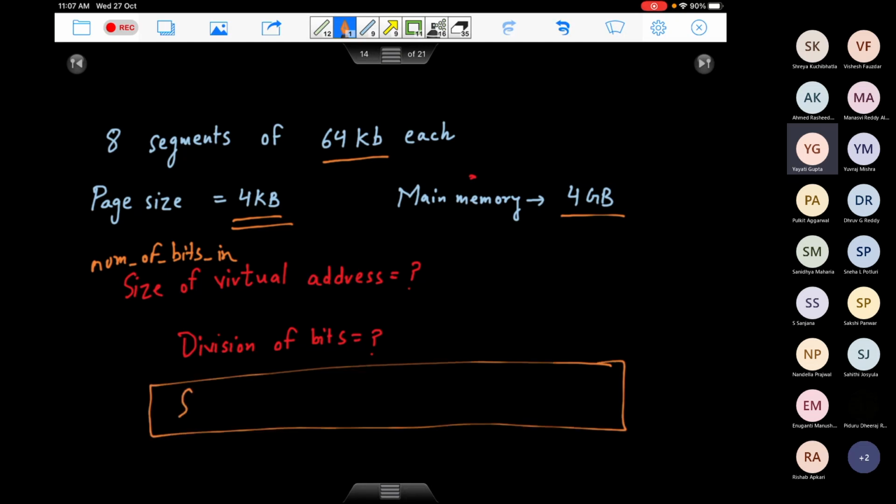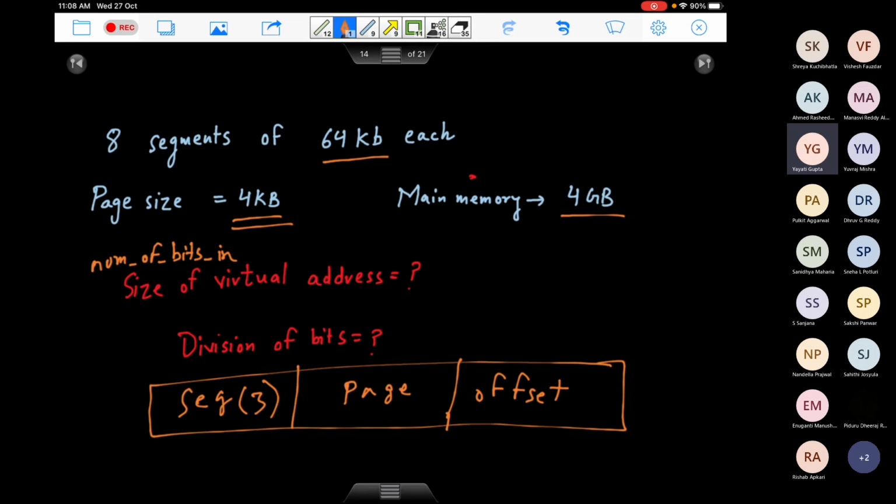So let's write it down. This is for the segment, this is for the page, this is for the offset. How many bits do we need for segment? I think it's most easy to tell here. We have 8 segments, right? So how many bits? 3, right? So we need 3 bits for segments.